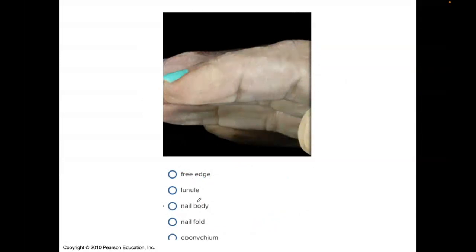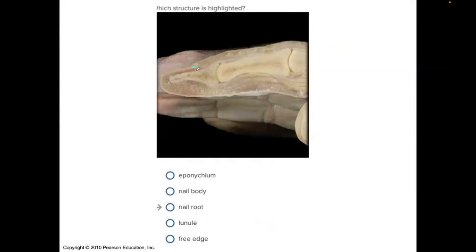Okay, so what is this? That's the nail body. What's this part? That's the nail root.